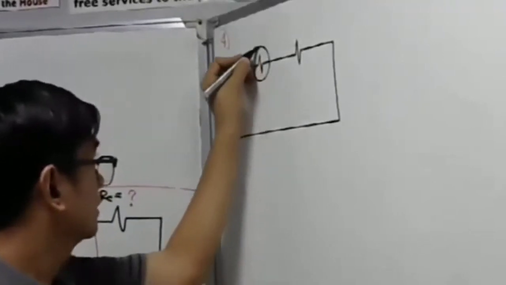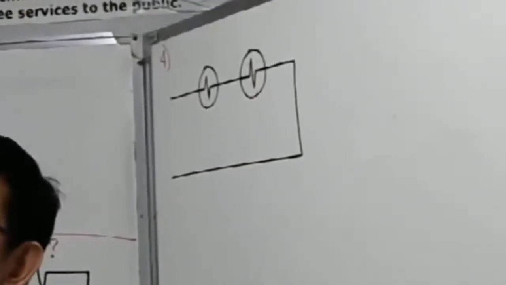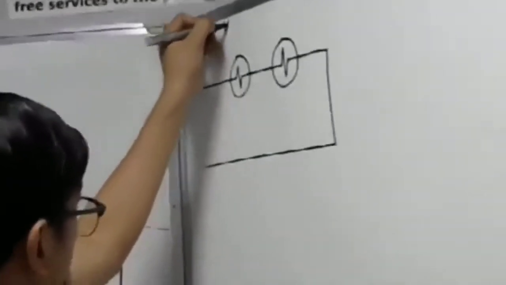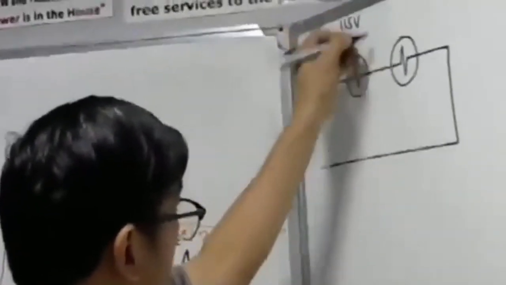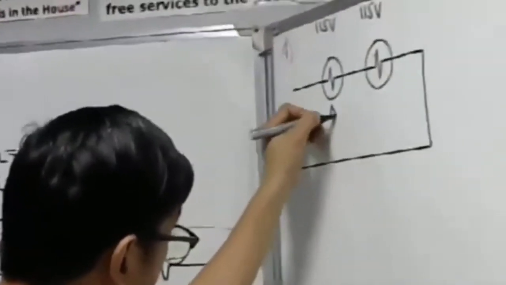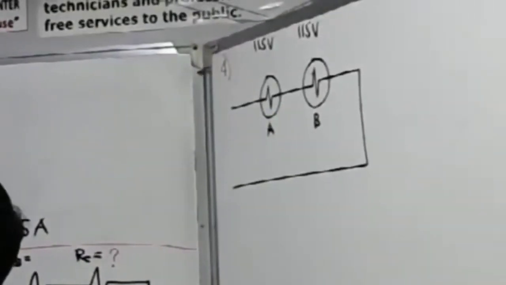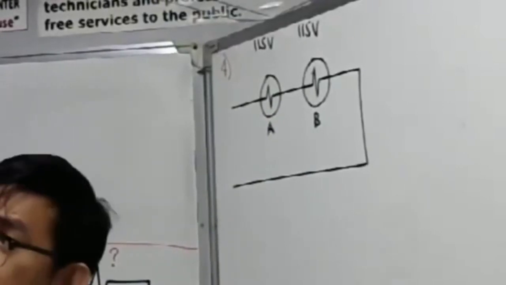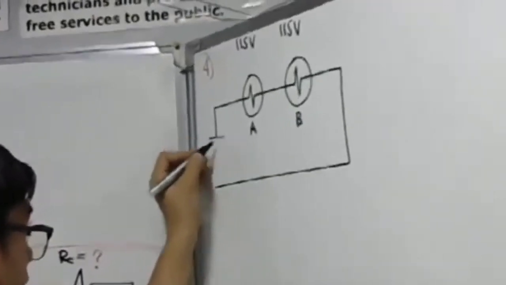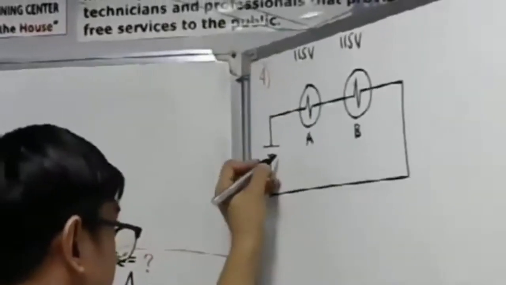Okay, so we have incandescent bulb A. We are given 115 volts, and also this 115 volts. So we have lamp A and we have lamp B that are connected in series across a voltage source of 230 volts.